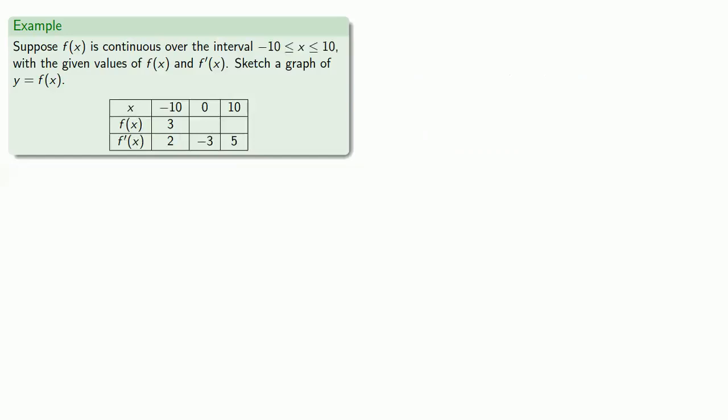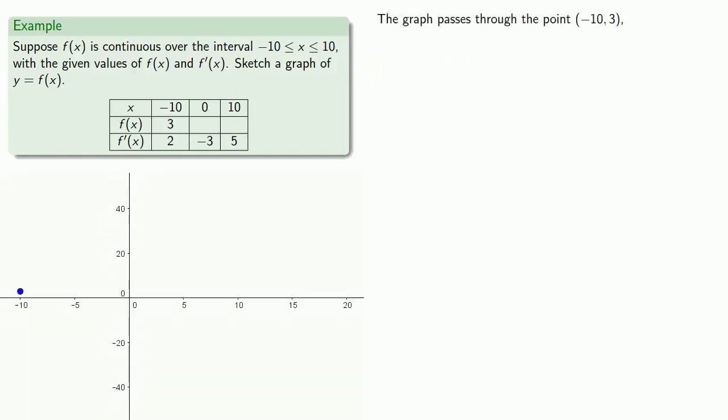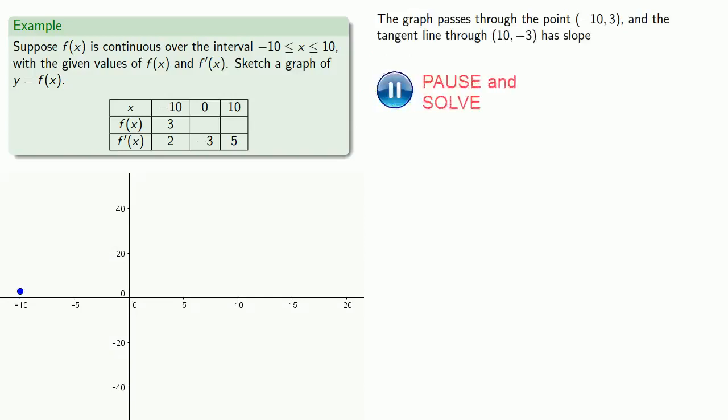What if we have different information? For example, suppose I have this information about the function and its derivatives. So again, we might want to start with a point that the graph passes through, and we know what the tangent line through that point looks like.